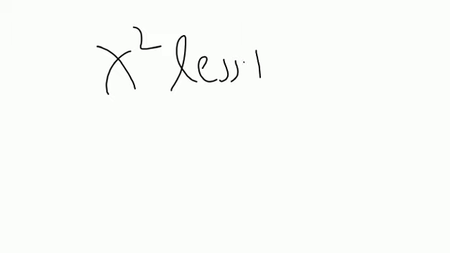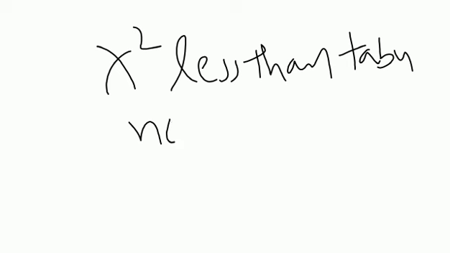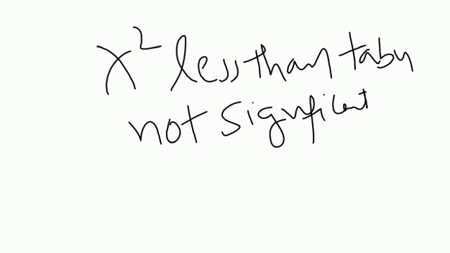Okay. So if the calculated value of chi-square is less than the tabulated value, the chi-square value at a particular level of significance, then how will you interpret it? The difference between observed and expected frequency is not significant. Okay, the difference between observed and expected is not significant.